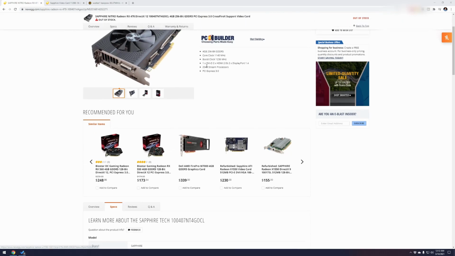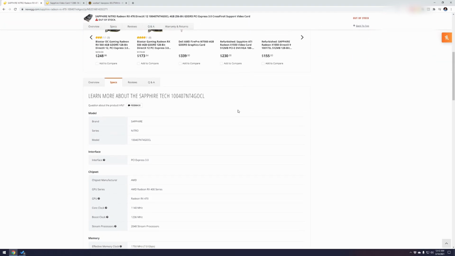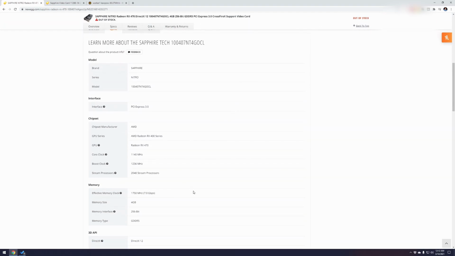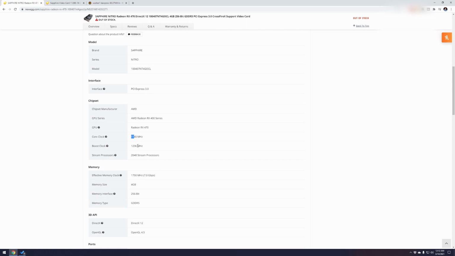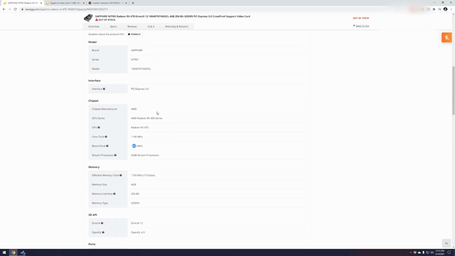Taking a look here, our core clock speed is 1140, and our boost clock is 1236. If we go down here and take a look at some of the specs we have available, those are reflected here, 1140 boosting out at 1236. Which gives us some good information on this card.